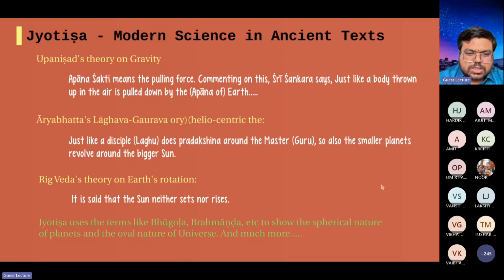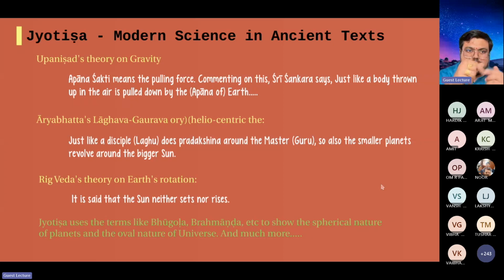So Jyotisha uses terms like Bhugola, Brahmanda, etc. to show the spherical nature. Gola means a sphere, Anda means an oval shape. So spherical nature of planets, oval nature of universe, etc., which are currently accepted things in science for 300, 400 years. But before that, the West was considering flat Earth models. Now you will know how beautiful our scientific approach was in the past.